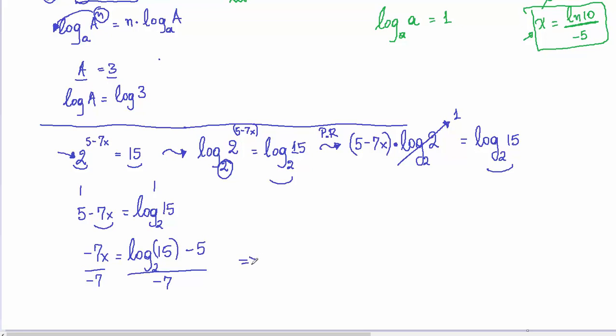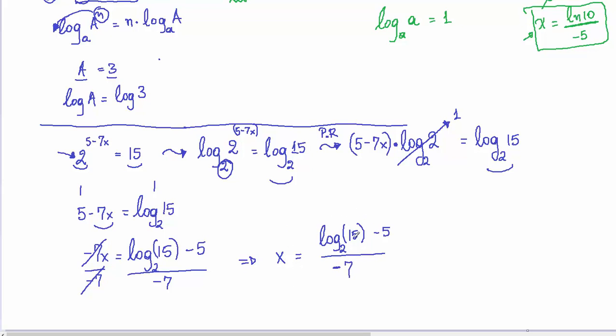And my result will be, I can simplify now negative 7 and negative 7. And I have x is equal to log with base 2 of 15, put it in parentheses so you don't get confused, minus 5, divided by negative 7. And that's your final result.